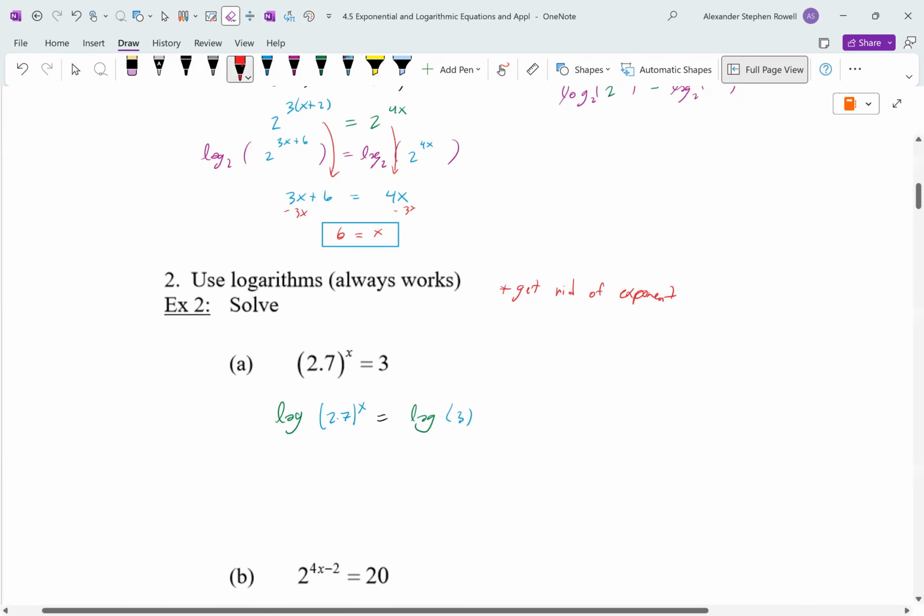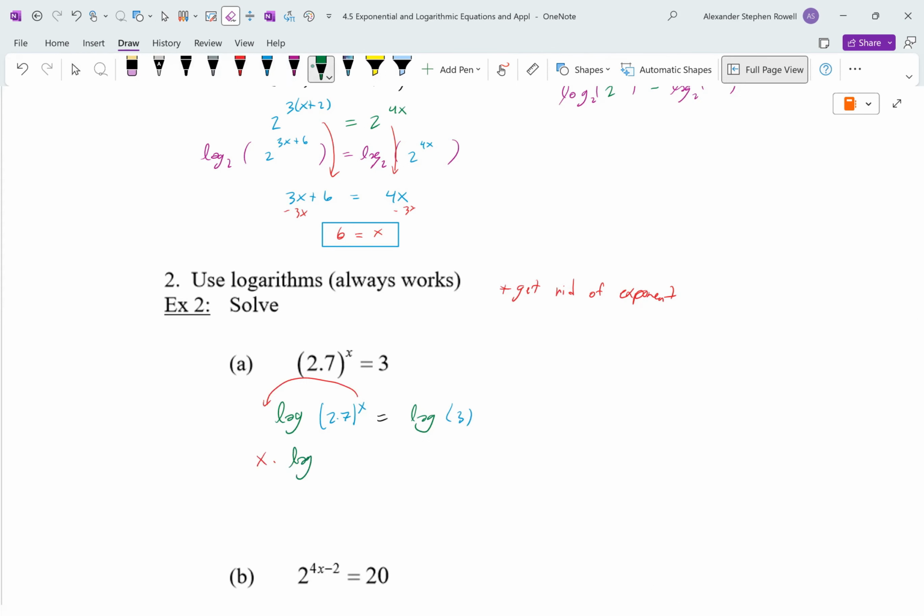And the exponent rule brings this exponent out in front. So we have x times log base 10 of 2.7. I don't have to write the 10 because it's a common logarithm. And then how do I get x by itself? Yes, divide. This log of 2.7 is just a number. So we divide by that number. X is equal to log of 3 over log of 2.7. You can leave an exact form on the test. This is approximately 1.1061. Maybe practice entering these in your calculator.